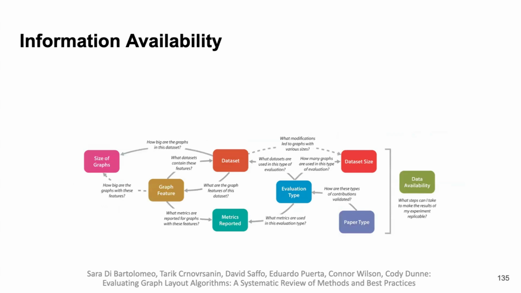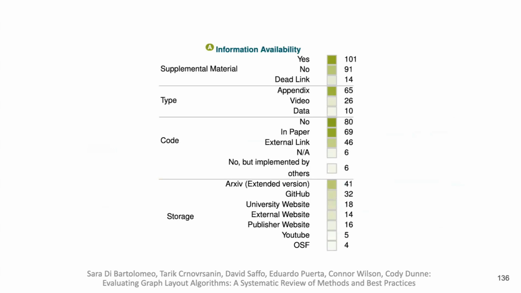And information availability is the last part that I wanted to discuss that is super, super important. So I had a bit of a rant before about how you should report enough information for your dataset to be replicable, or distribute the dataset. I also collected how many of the papers in the survey had, how did they treat their supplemental material, what did they do with the code.